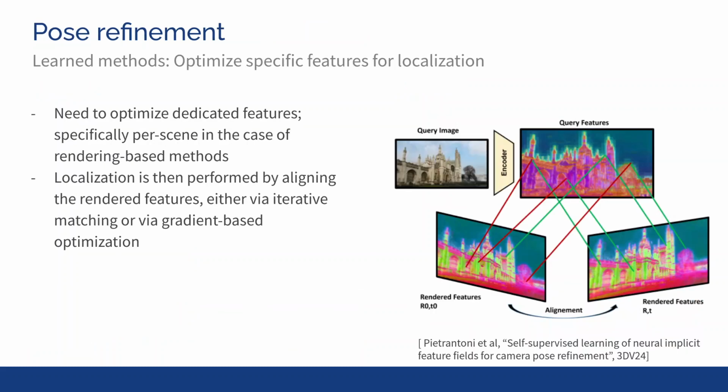A related line of research is that of pose refinement, where given an initial hypothesis of the pose, the goal is to further refine its accuracy. Recent methods follow a learnable approach, where a neural network needs to train specific features for refinement or implicit representations, as in the case of scene coordinate regressors. Alternatively, methods based on implicit descriptor field need to be trained per scene, and these methods then localize by aligning the rendered features or images via gradient-based optimization or iterative matching.